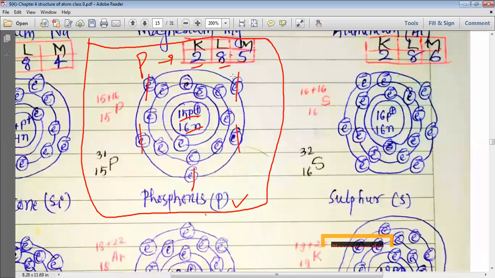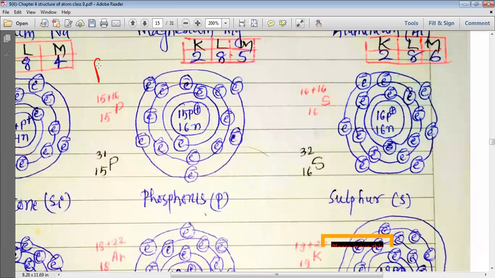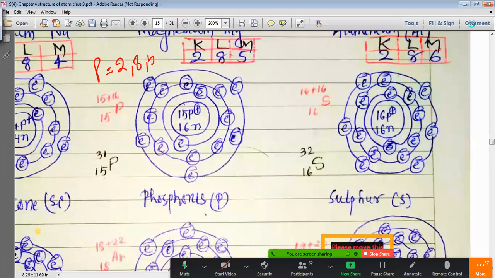Thus, we can represent this electronic configuration of phosphorus as 2, 8, 5. What does it represent? This 2, 8, 5 tells us that we have 2 electrons in K shell, we have 8 electrons in L shell, and we have 5 electrons in M shell for phosphorus.